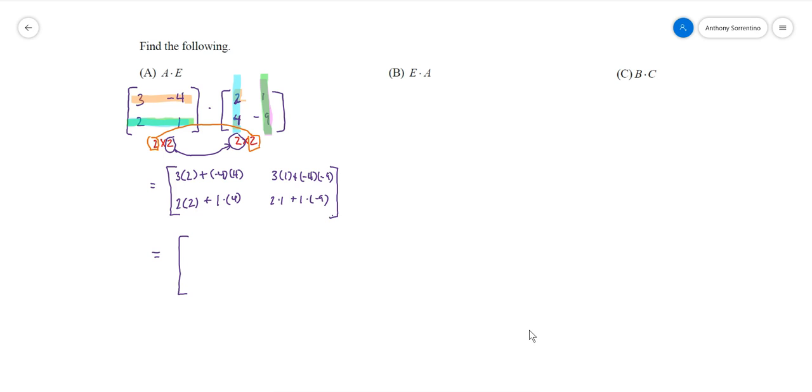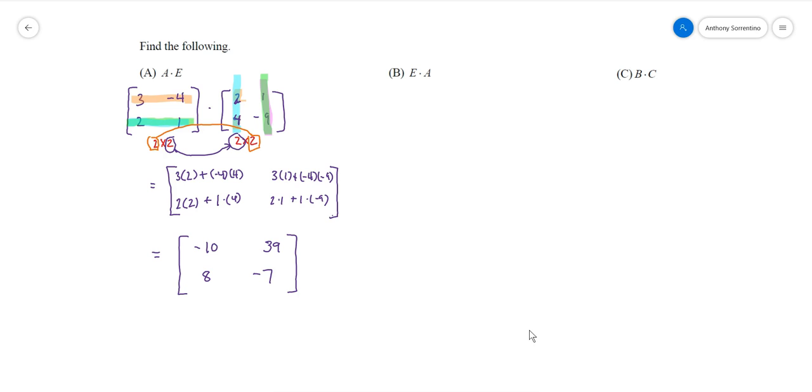So 3 times 2 is 6 plus a -16 is going to give me -10. 3 times 1 is 3 plus -4 times -9, which is 36. 3 plus 36 is 39. Two times 2 is 4 plus 1 times 4 is another 4. That's going to be 8. And 2 times 1 is 2 plus -9 is -7. So that's what A times E equals.